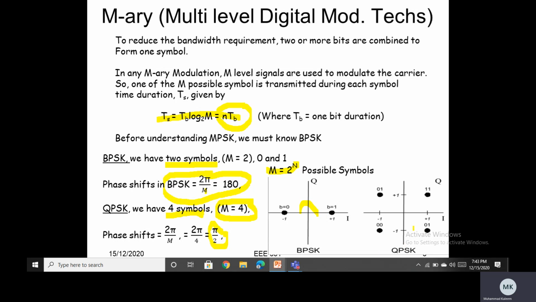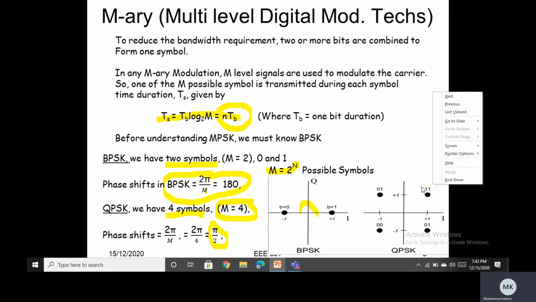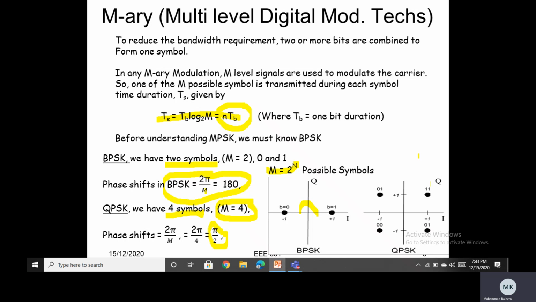While in case of QPSK, we have 4 symbols and 2 bits per symbol, as shown here. So 4 symbols, 1, 2, 3, 4. Each of these 4 symbols have pi by 2 phase shift. So there is a pi by 2 phase shift, 90 degree. There is a 90-degree phase shift between these two symbols, and there is a 90-degree phase shift between these two symbols, and same 90-degree phase shift between these two symbols.